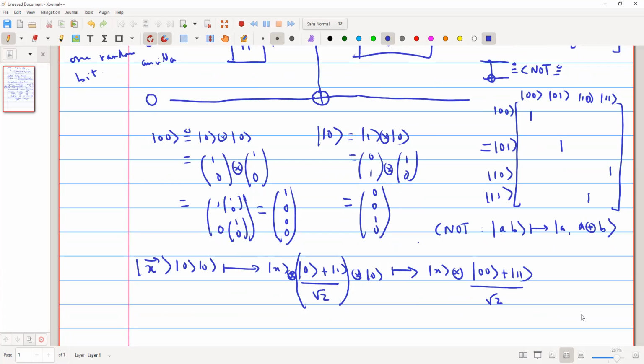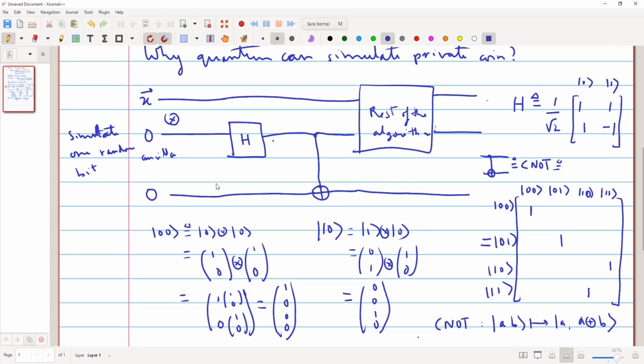Now you say, okay, rest of the algorithm, this looks so simple. Does it really work? One way to convince yourself that it works is the following. The rest of the algorithm does not care about the last bit out here. It only cares about X and the first bit out here.